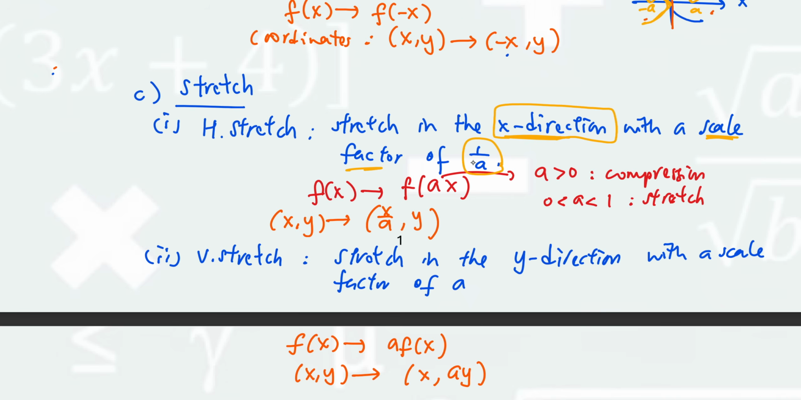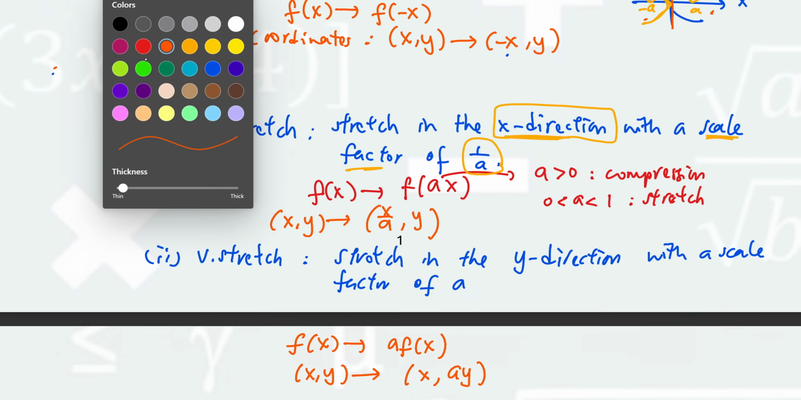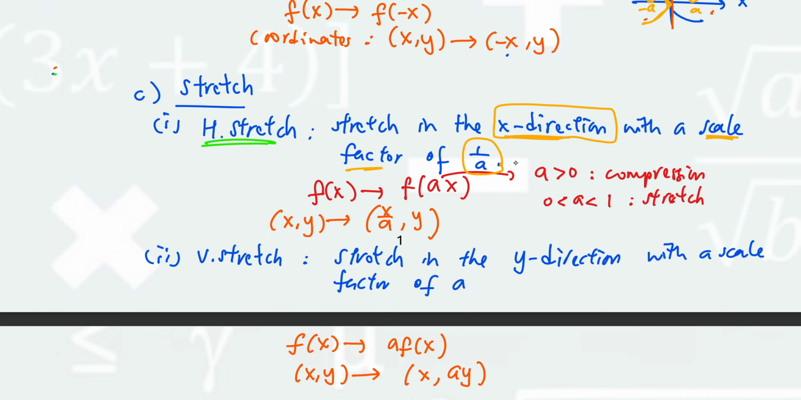So you have to be careful with this. When it is a horizontal stretch, or stretch in the x direction, with scale factor 1 over a, you just multiply 1 over a to the x. That's why it becomes x over a. But when it is stretched in the y direction with the scale factor a, I just multiply the y coordinate by a. Okay, so these will be the notes for the transformation.